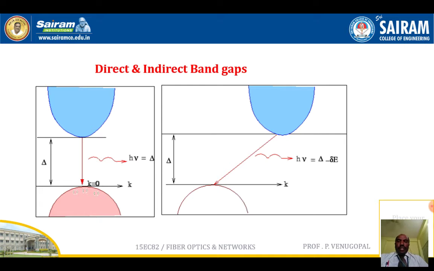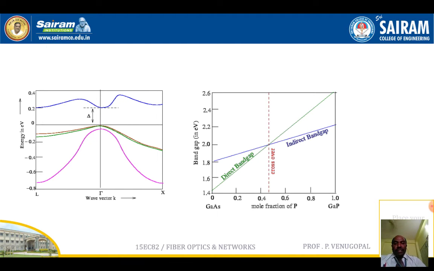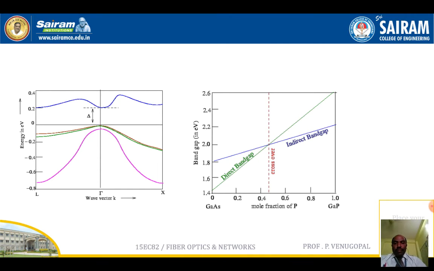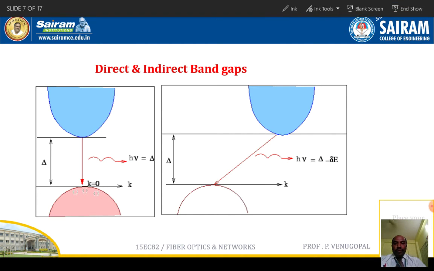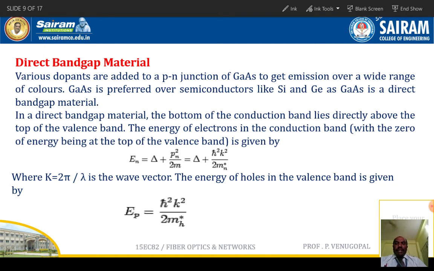So the next topic is direct and indirect band gaps. This is a diagram. The first one is the direct band gap, and the second one is the indirect band gap. This is the waveform for direct and indirect band gaps. So which is the direct band gap material? And what is a direct band gap?